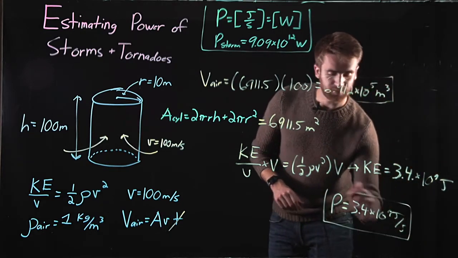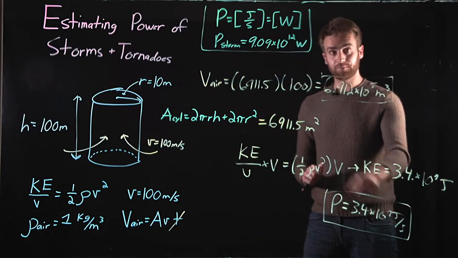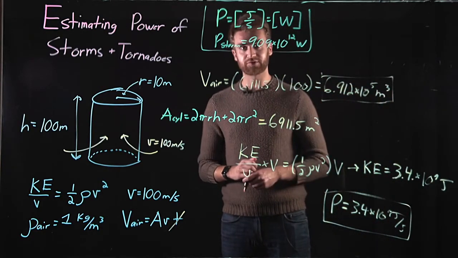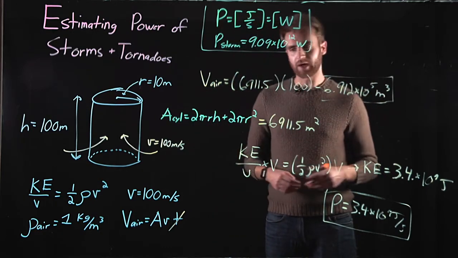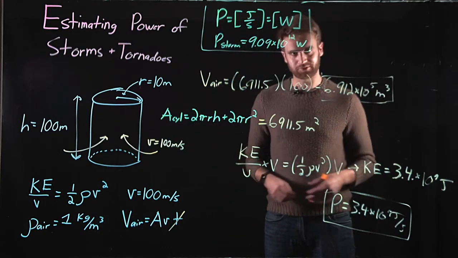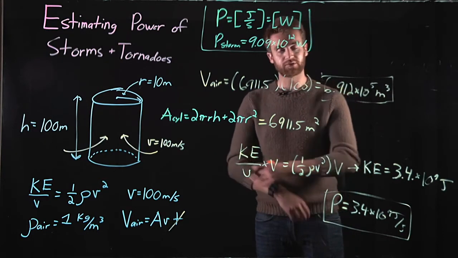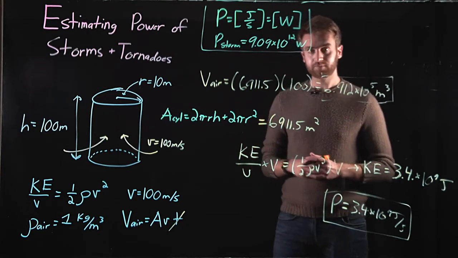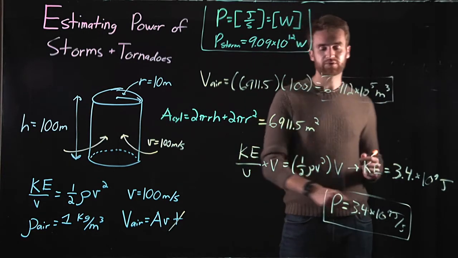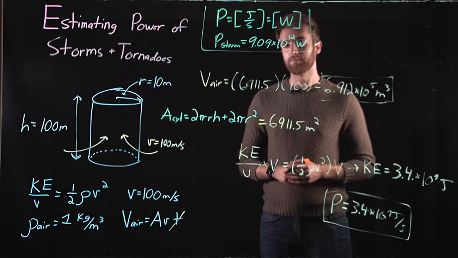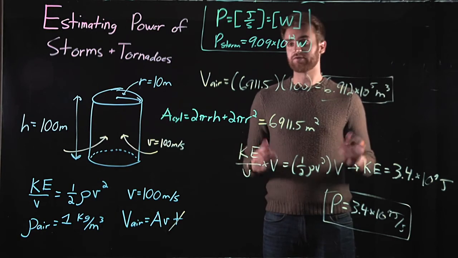So you might notice right off the bat that the power released by a tornado is less than the power released by a storm. However, when you sit outside and you watch a thunderstorm go by, typically buildings are not being destroyed. But when a tornado rolls through, there's often a path of destruction. So why is that the case if the power of a tornado is less than the power of a thunderstorm? And the reason is that the areas affected are different.